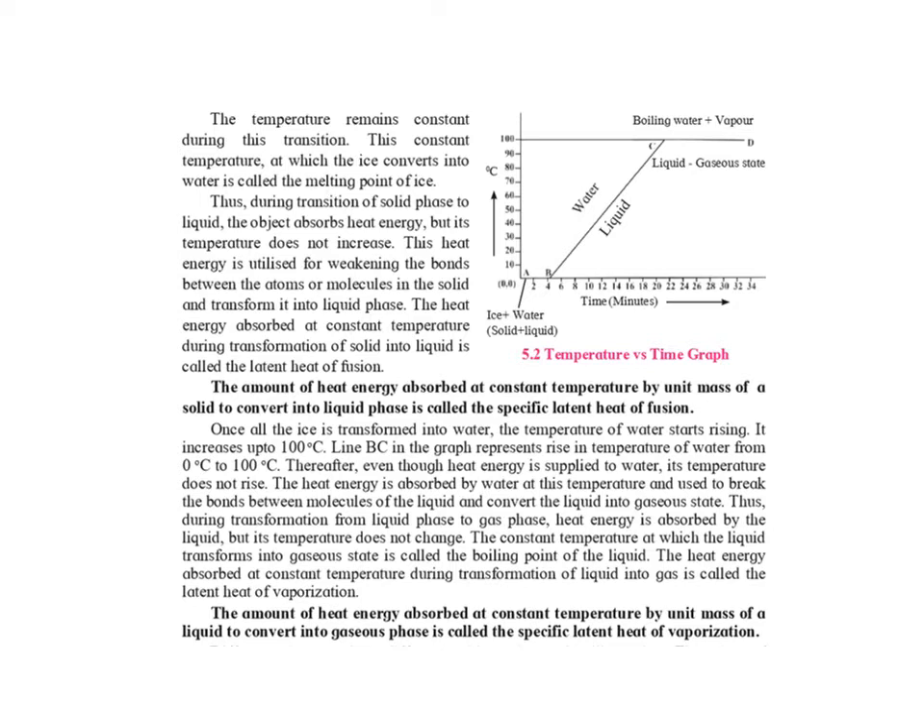The heat energy absorbed at constant temperature during transformation of liquid into gas is called the latent heat of vaporization. It is defined as the amount of heat energy absorbed at constant temperature by unit mass of a liquid to convert into gaseous phase, and is called the specific latent heat of vaporization.